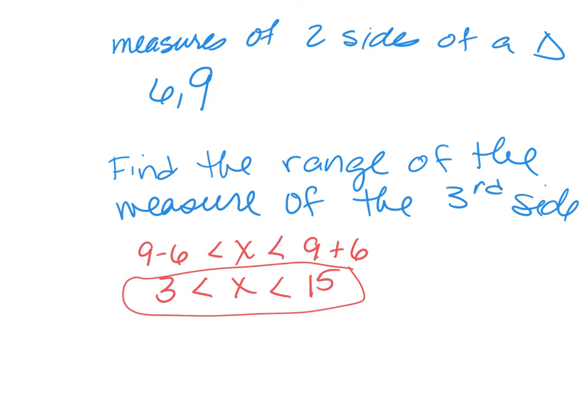Because if it was 3, you would have that flat triangle. It would collapse on itself. And if you had a 15, you would have an equal sign. You wouldn't have a triangle. So on your answer, this part is always in your answer. And then you put the smaller number on the left and the bigger number on the right, when you add and subtract.